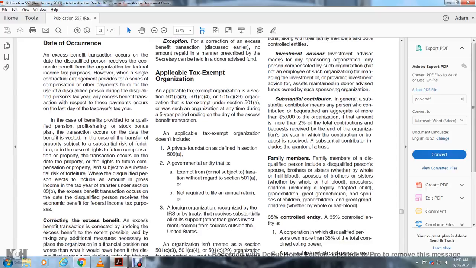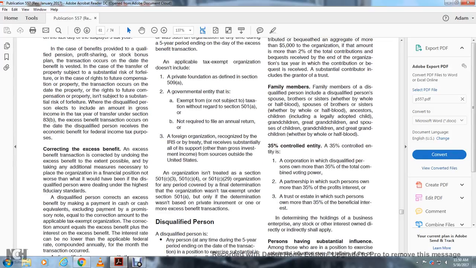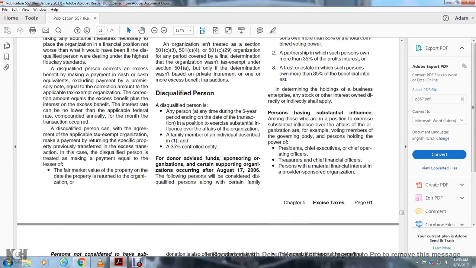An applicable tax-exempt organization does not include a private foundation as defined in Section 509(a), or a government entity that is exempt from taxation without regard to Section 501(a), not required to file an annual return, or a foreign organization recognized by the IRS by treaty with substantially all of its gross investment income from sources outside the United States. An organization isn't treated as a Section 501(c)(3), 501(c)(4), or 501(c)(29) organization if the final determination of the organization's tax exemption under Section 501(a) was based on the private inurement of one or more excess benefit transactions.